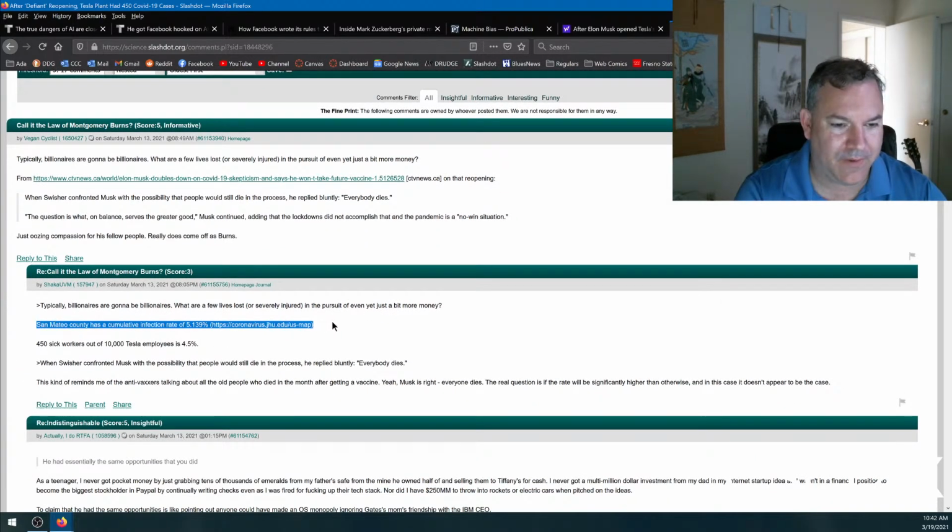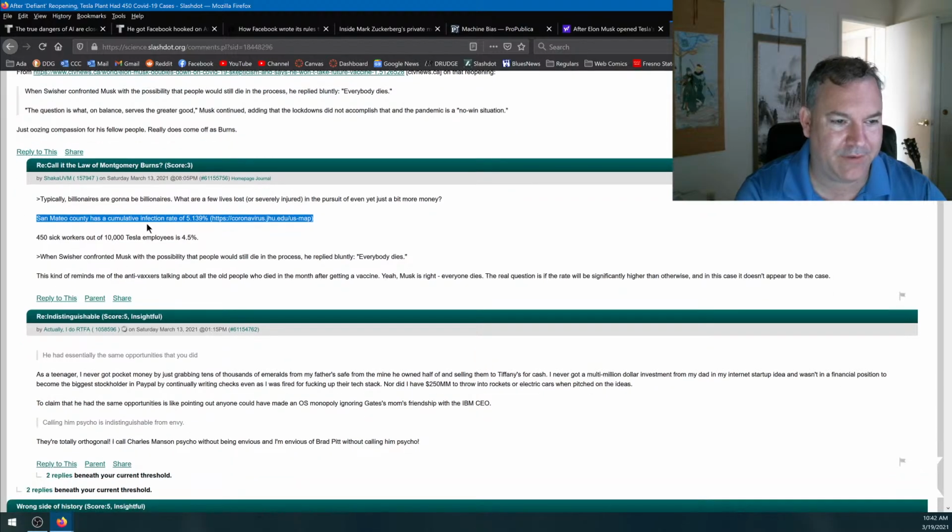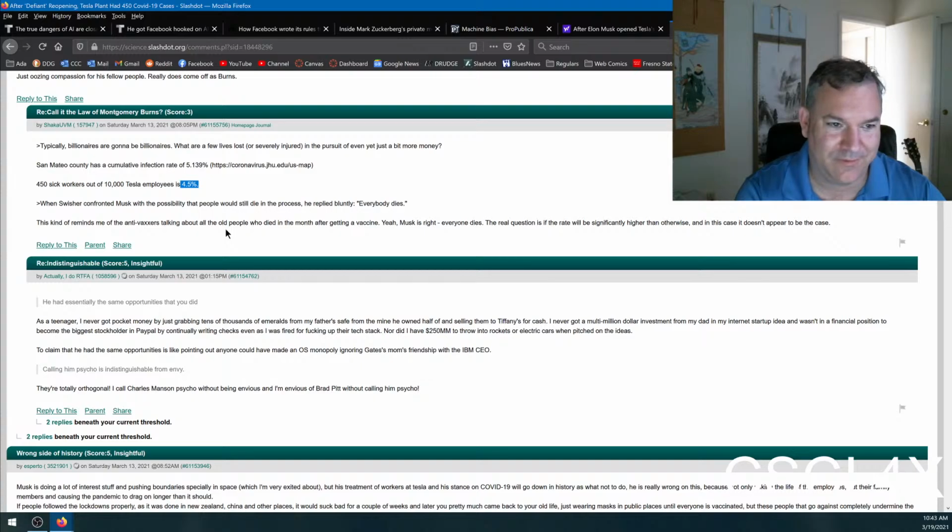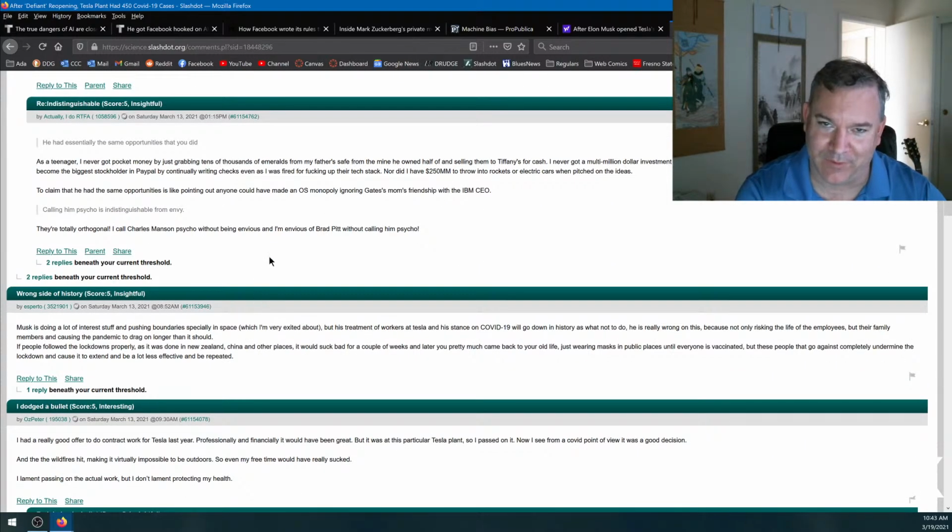So, okay. San Mateo County has an infection rate of 5%. Of the Tesla employees, 4.5% of them got COVID. So, a lower percentage of Tesla employees got COVID than the general population. Interesting, right?